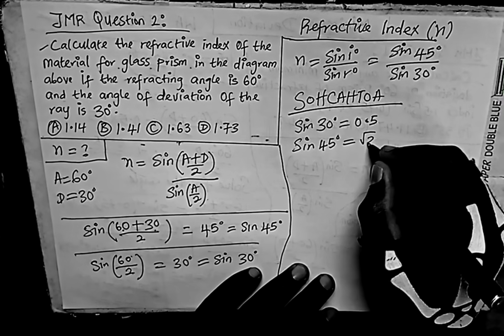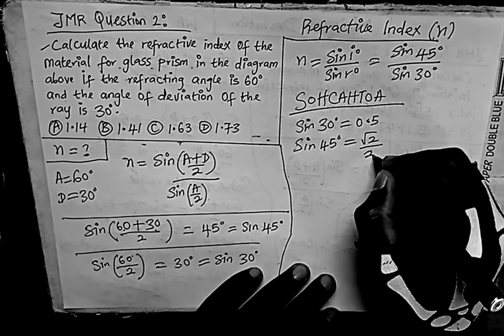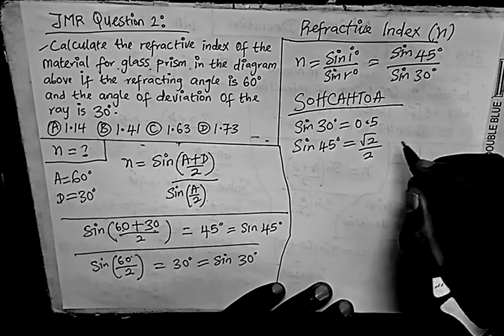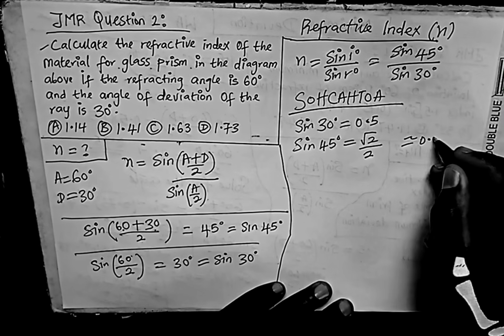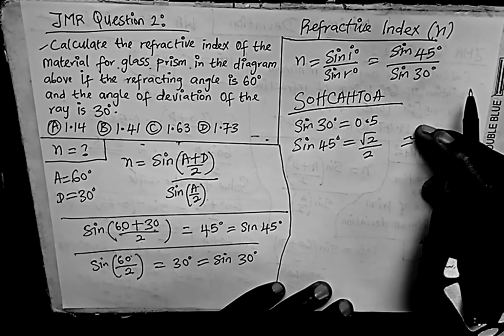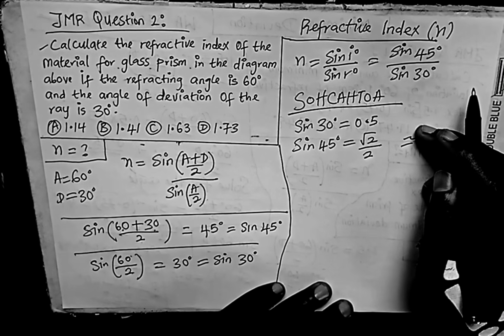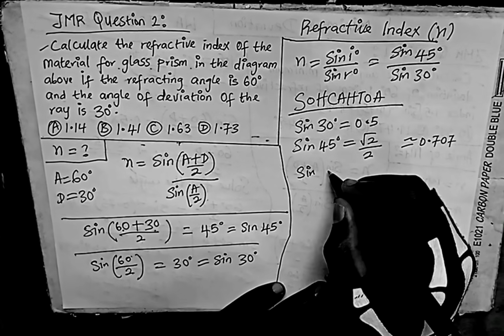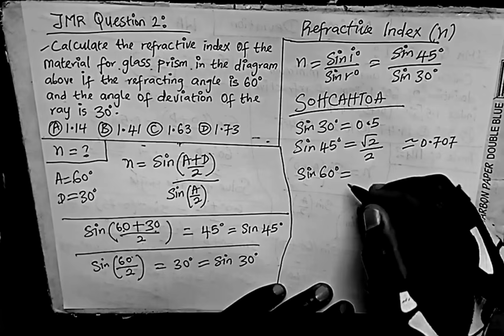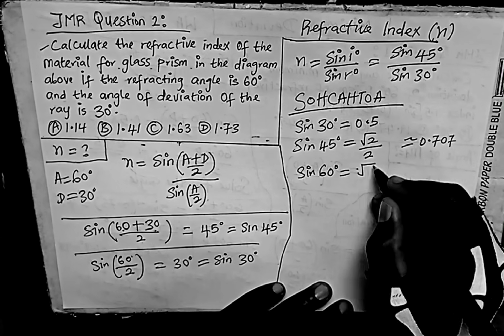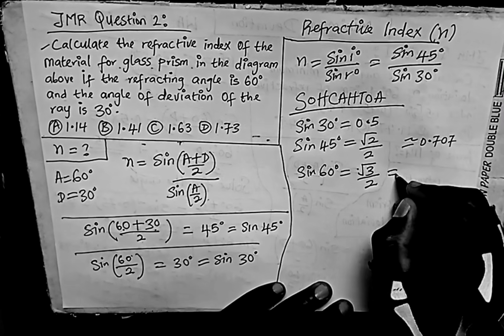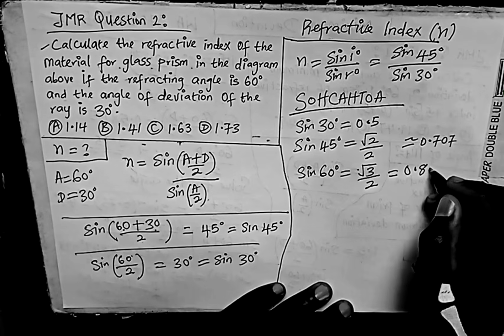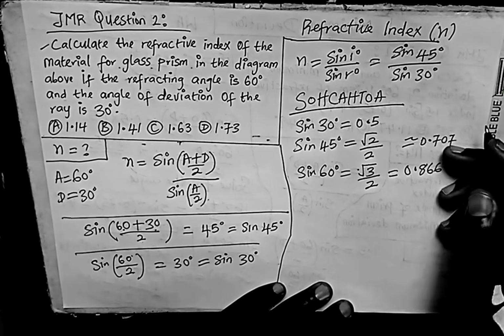Root 2 over 2. Yes, root 2 over 2, and this is equivalent to 0.707. Another one, sine 60 degrees is equal to what? Root 3 over 2, and this is equivalent to 0.866 or so. Alright?